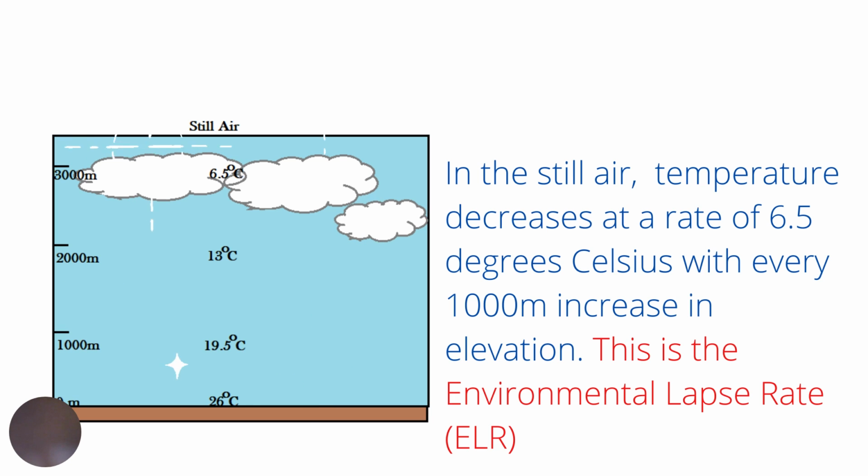As we can see in the diagram, at surface level, the temperature is 26 degrees Celsius. At 1,000 meters, the temperature is going to decrease by 6.5, and that is why it is 19.5 degrees Celsius. At 2,000 meters, temperature is going to decrease by another 6.5 degrees Celsius, and this is why it is 13 degrees Celsius at 2,000 meters. At 3,000 meters, temperature decreases by another 6.5 degrees, and so it becomes 6.5 degrees.